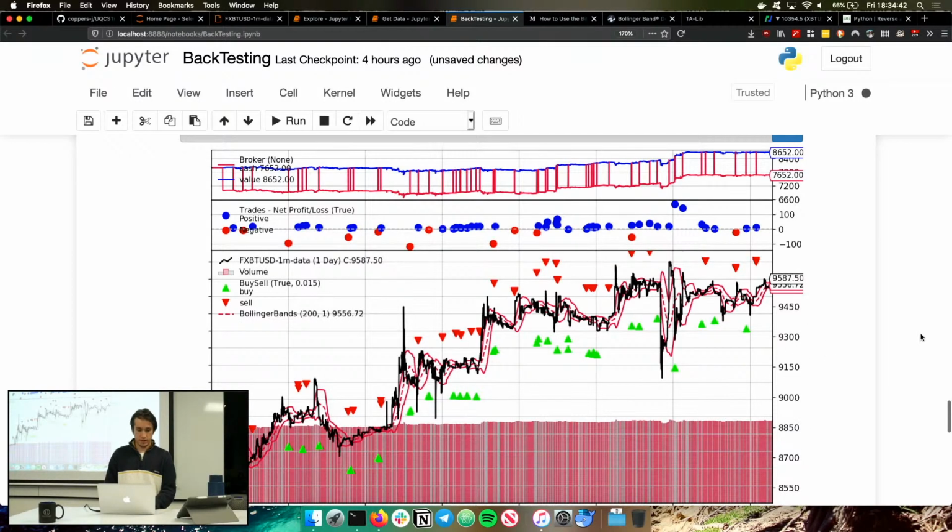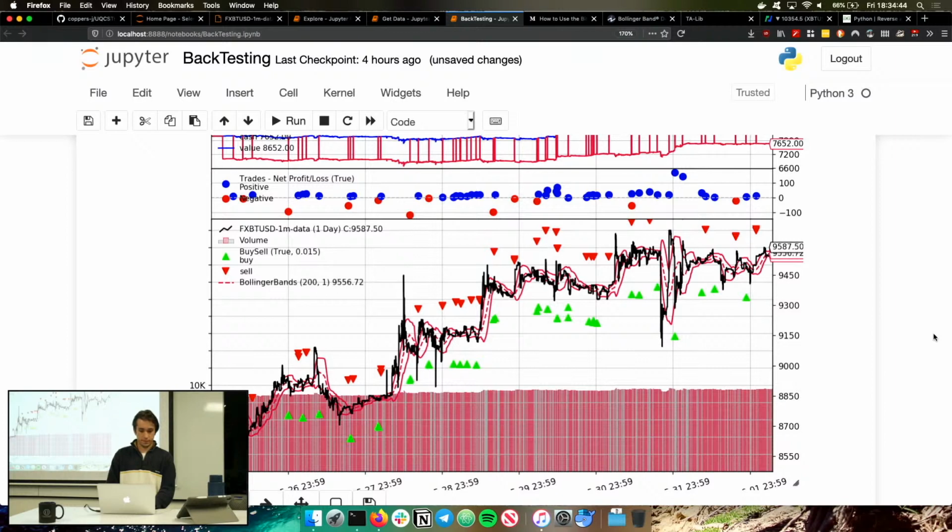Okay, so we can see here, the green is a buy, the red is a sell. We can see here all the trades. So these dots up here are all the trades that are entered over time, and the height of each is determined by how much profit or loss it made.